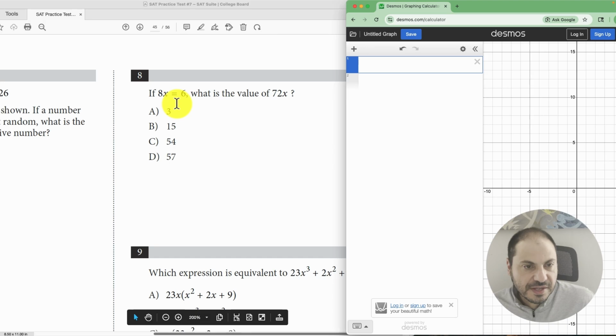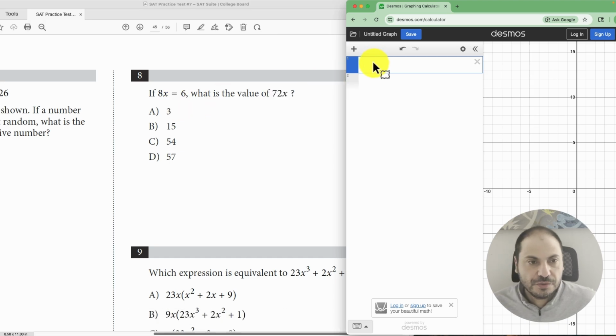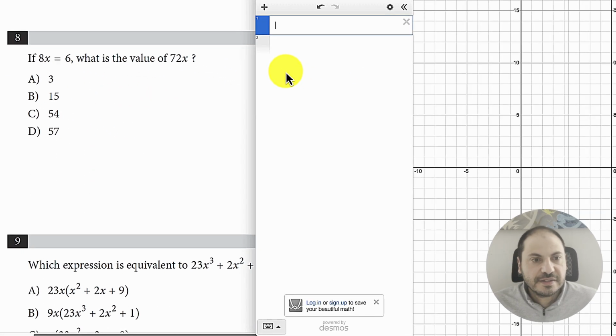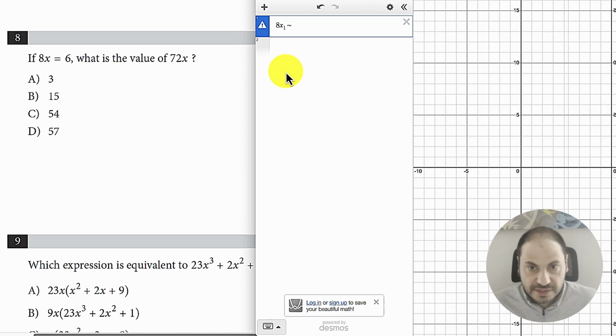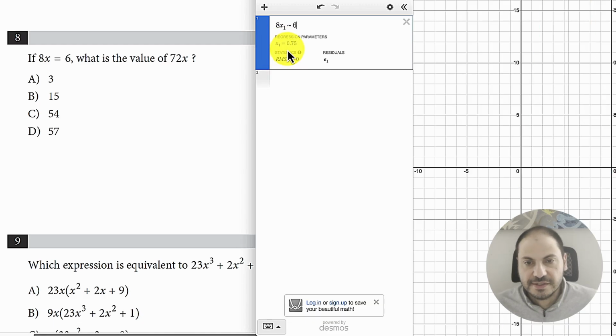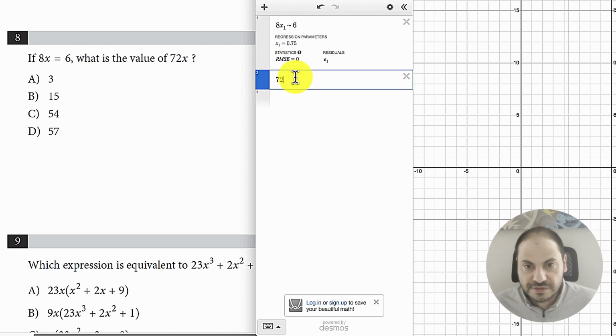It's really easy. You could do this algebraically, but you could also use regression. If 8x equals 6, we're going to write 8x1 tilde 6. It calculates that x1 is 0.75. What is the value of 72x? So we're going to put 72x1. Right answer is C, 54.